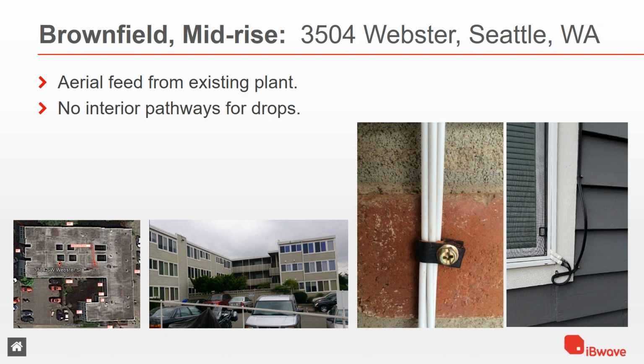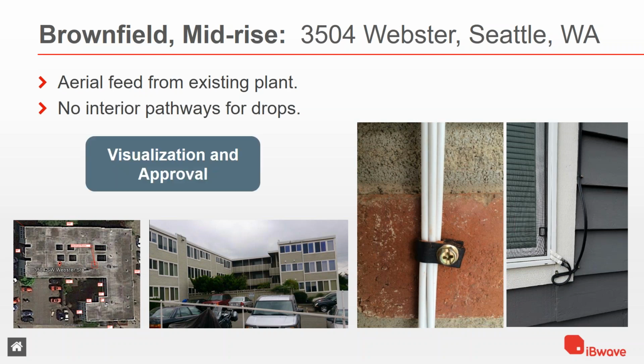Again, there's aesthetic concerns that building owner approval is going to be required before you're able to proceed. So helping them visualize what that's going to look like, and potentially make considerations for having to come back and paint the cabling to match the building exterior may be a requirement as well.